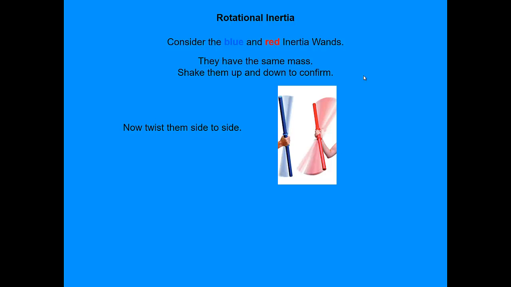However, twist them. Right? Twist them, rotate them, while holding them in the middle, like in the picture, kind of twist them side to side. I think you will notice a huge difference between them when you try to twist them. Right? The blue wand is much harder to twist. Much harder to twist than the red one. Even though it's got the exact same mass, or very close to the exact same mass. So of course the question then becomes, why? Why does the blue wand have more rotational inertia than the red wand, even though they have the same mass?